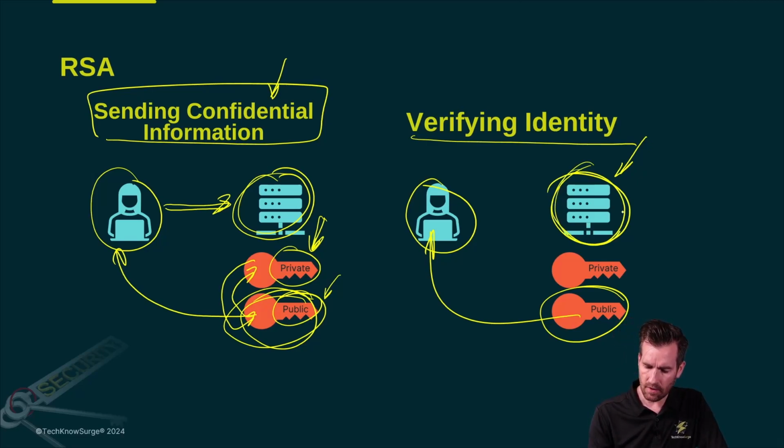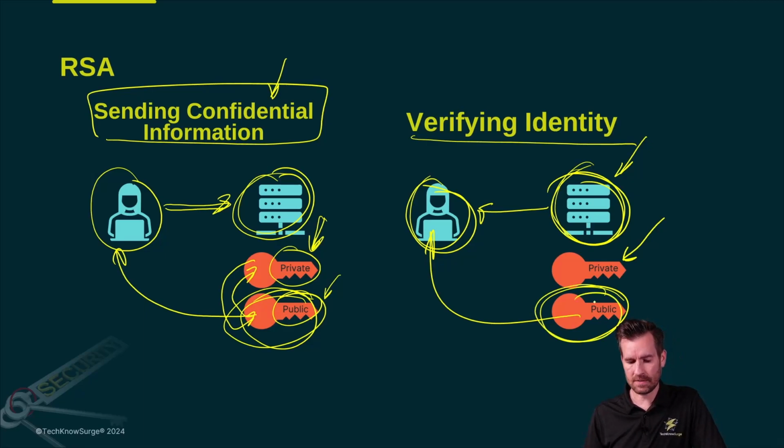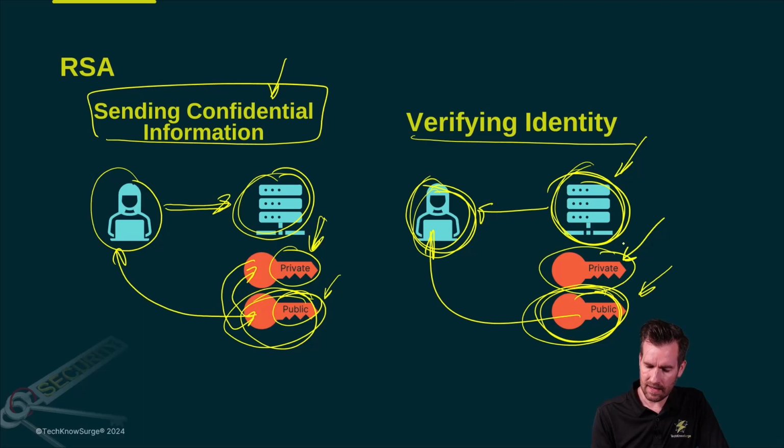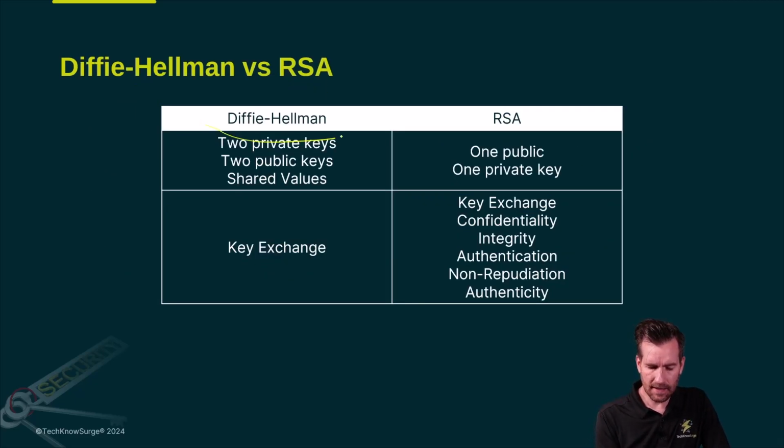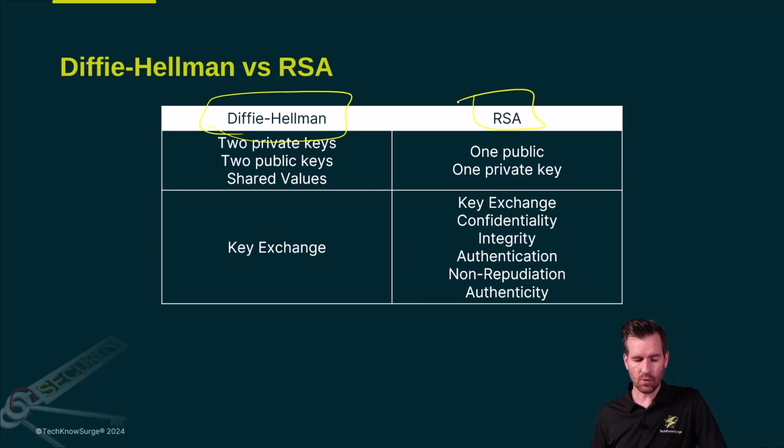So if this server sends a message to this user that's encrypted with this private key, the public key should be the only key that decrypts it. So if the user is able to decrypt that message with this public key right here, then the user will know that it was encrypted with this private key and that this is the proper server that this user should be communicating with. So as you can see, Diffie-Hellman and RSA actually do function quite a bit differently.